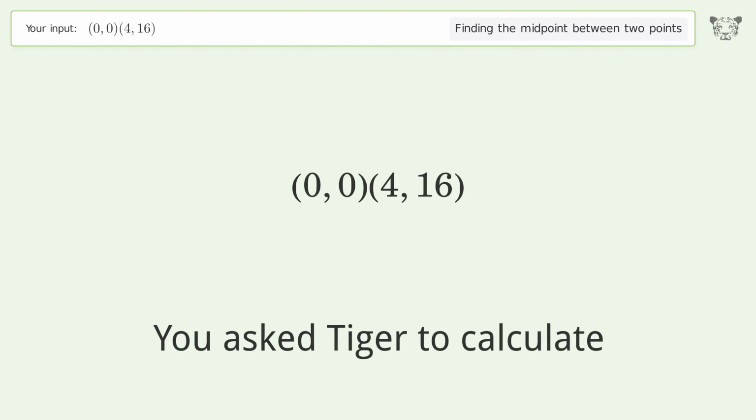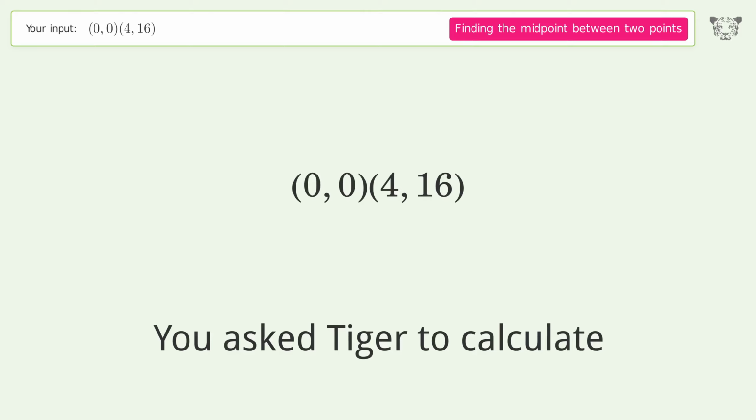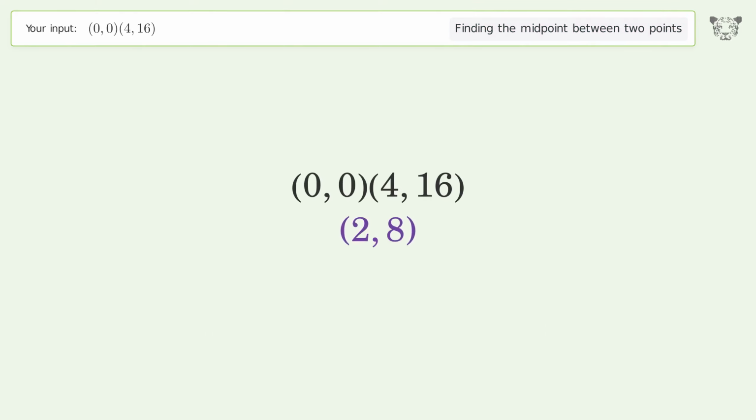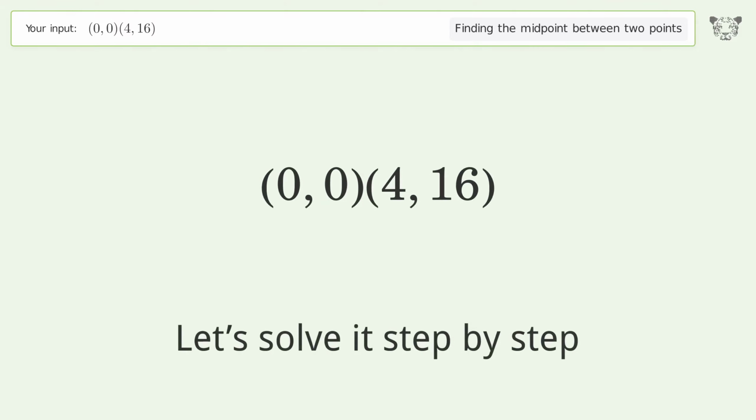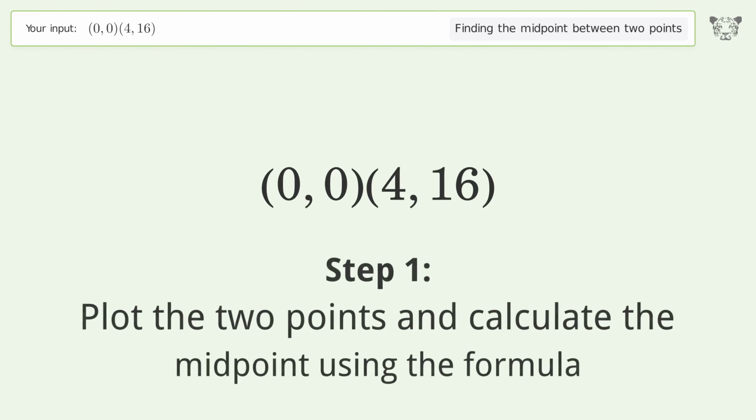You ask Tiger to calculate. This deals with finding the midpoint between 2 points. The midpoint between the 2 points is 2,8. Let's solve it step by step. Plot the 2 points and calculate the midpoint using the formula.